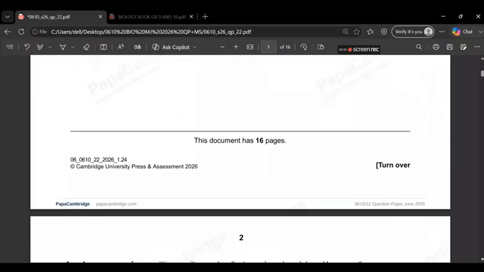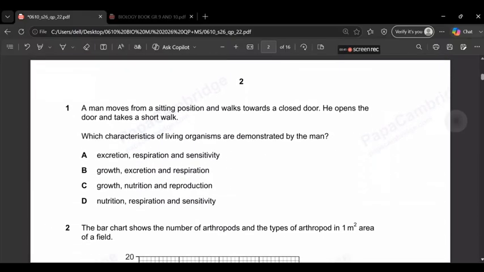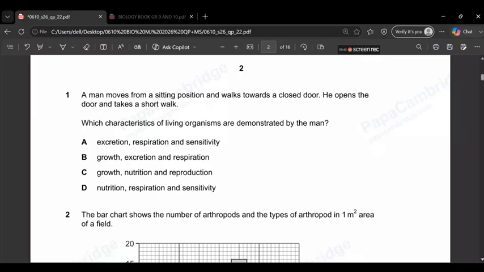As you know, each question carries 1 mark, and we'll try to see the main strategy of exclusion of the options so that we can jump to the correct option. So question number 1 says, a man moves from a sitting position and walks towards a closed door. He opens the door and takes a short walk.